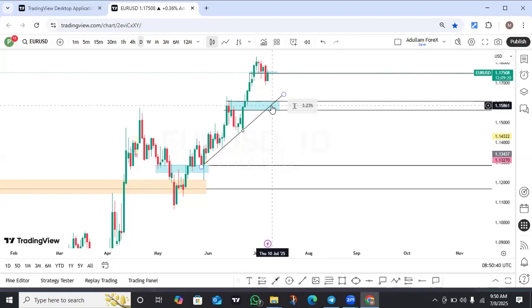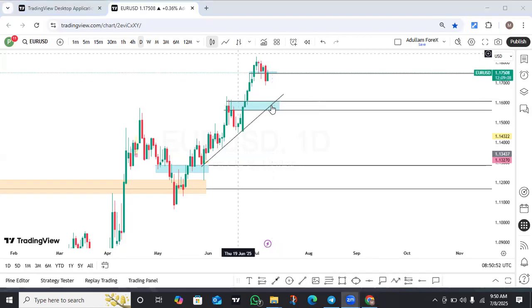Because I took time from the higher time frame down to the lower time frame, and we all know that it is the higher time frame that controls the lower time frame. So, what is this?